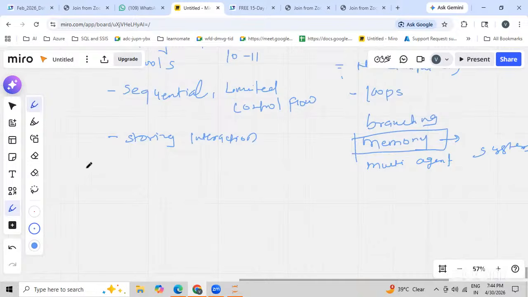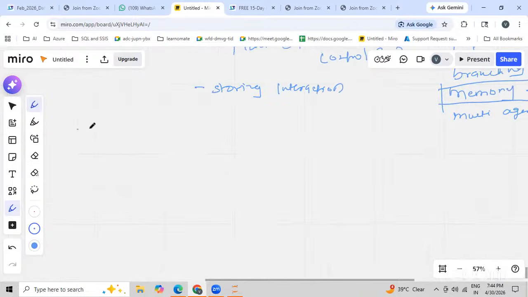Second thing, now we are going to see a very, very important topic, that is RAG. What is meant by RAG? That is retrieval augmented generation. A very, very important concept. Retrieval augmented generation. Why do we require retrieval augmented generation?